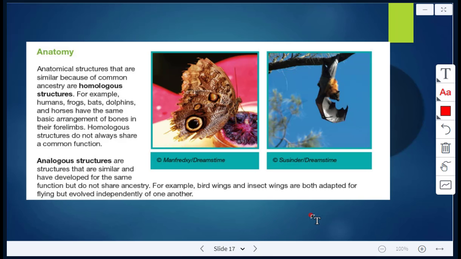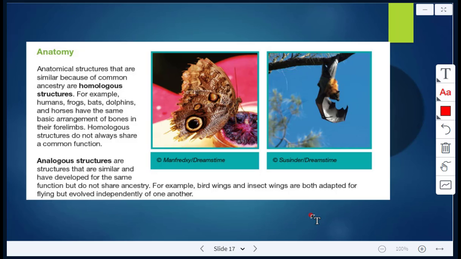Okay, next we're going to look at anatomy, and there are two terms here, homologous structures and analogous structures. Anatomical structures that are similar because of common ancestry are called homologous structures. For example, humans, frogs, bats, dolphins, and horses all have the same basic arrangement of bones in our forelimbs, but they do not always have a common function, right? Like bats fly, dolphins swim, and so on.